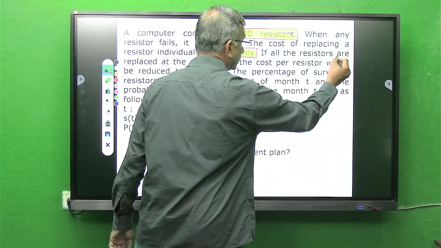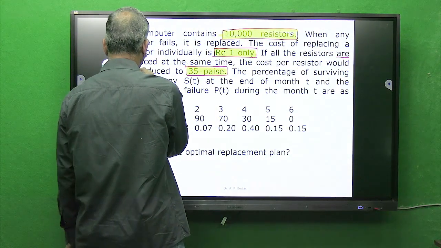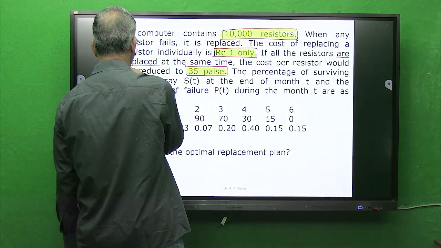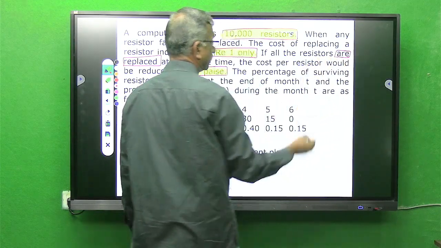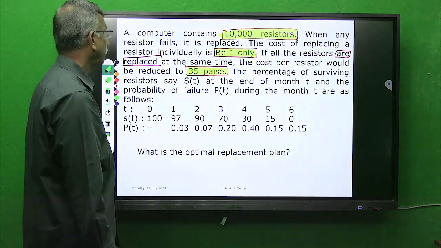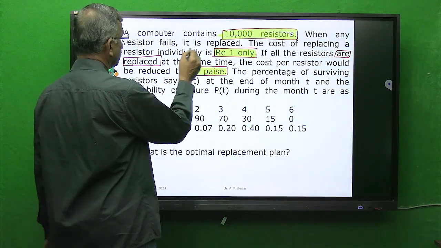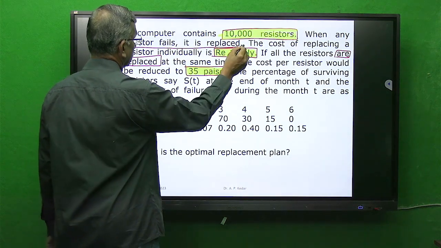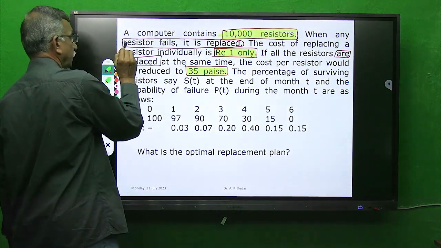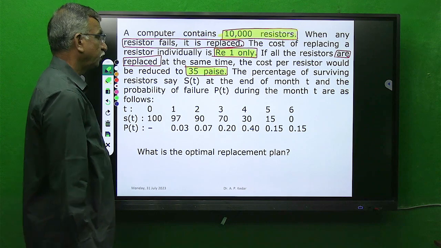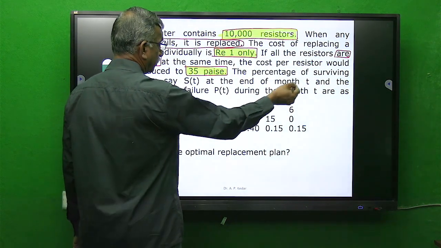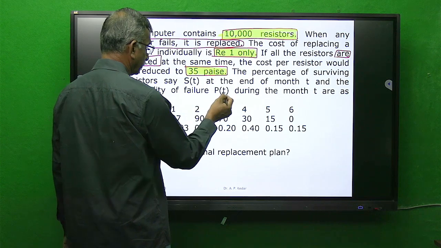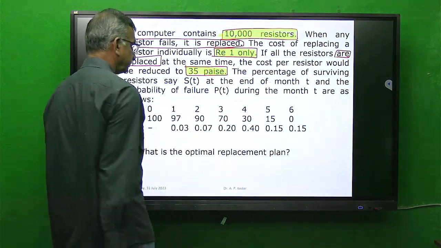If all registers are replaced, meaning they are replaced in a group. If any register fails, it is replaced individually. The percentage of surviving registers at the end of the month and the probability of failure is given.